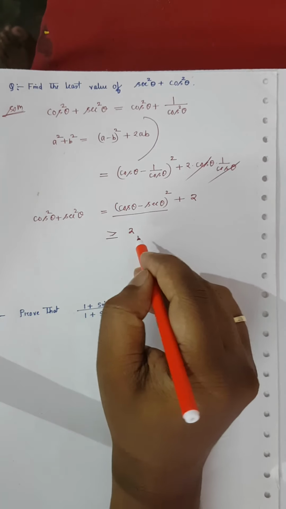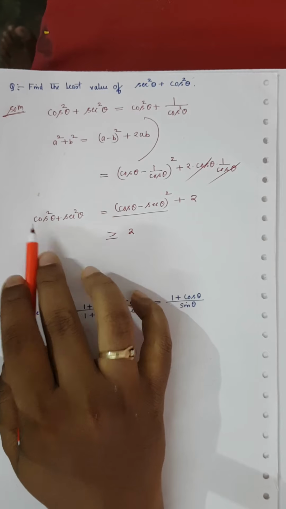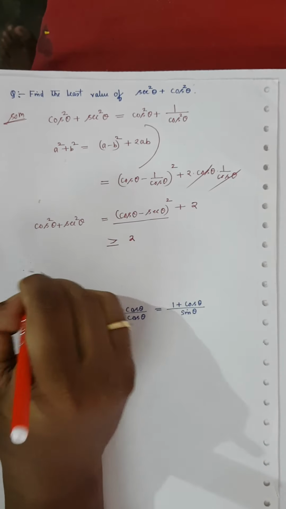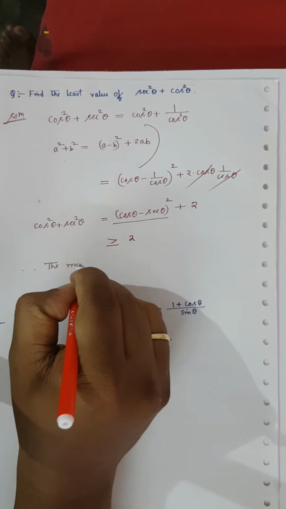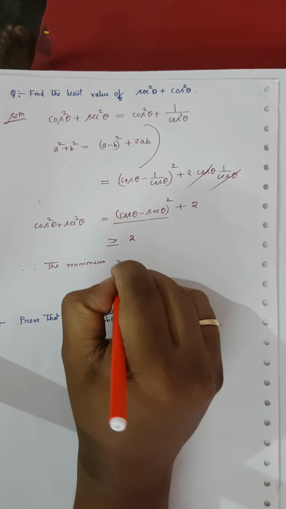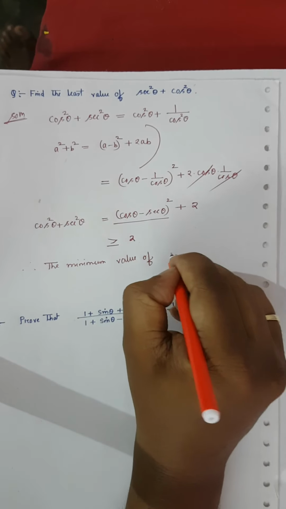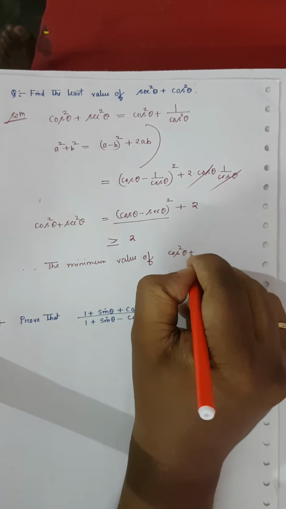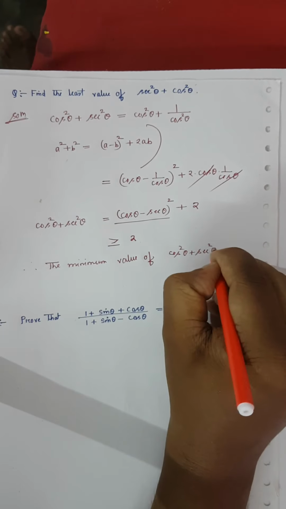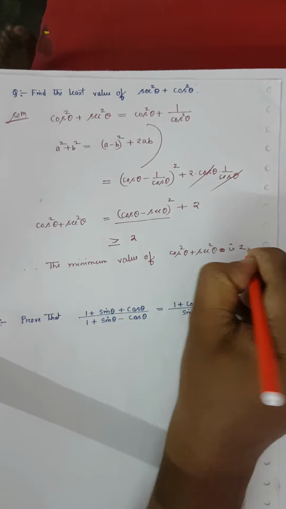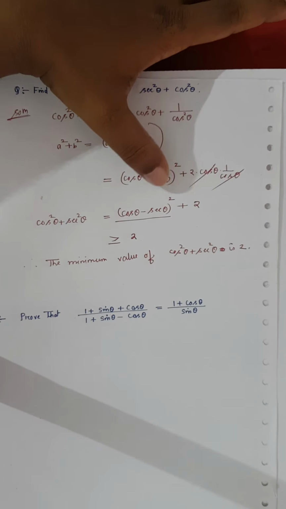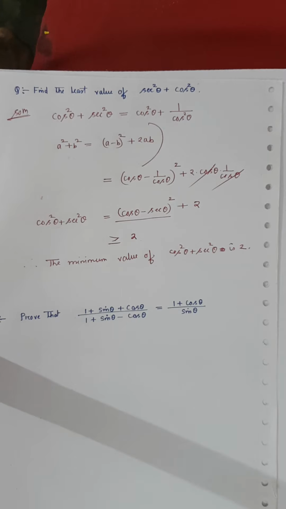So the minimum value of cos square theta plus sec square theta will be equal to 2. Therefore, the minimum value of cos square theta plus sec square theta is 2, because when (cos theta minus sec theta) whole square is equal to 0, then the value will be 2. Otherwise it will be something non-zero, so squaring it becomes positive. So 2 plus something will always be greater than 2. So the minimum value will be 2.